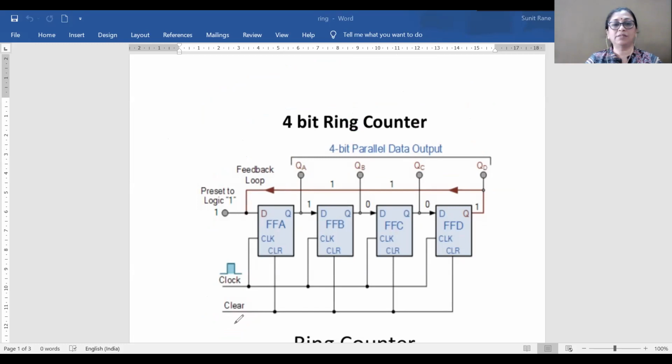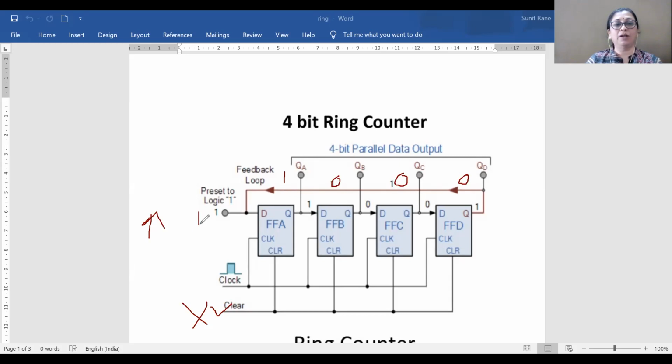So how is the operation carried out? Initially a clear signal is applied, which makes the output of all flip-flops equal to 0, and thereafter this clear signal is deactivated. Then this D input is made 1 and the first clock pulse is applied. When the first clock pulse is applied, 1 will be output at flip-flop A, and 0 will be output at flip-flops B, C and D. So 1 is there in the A position.